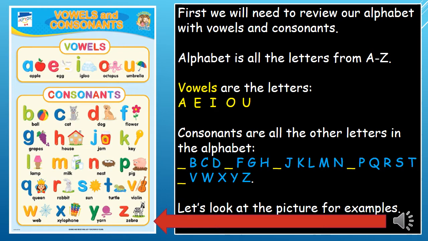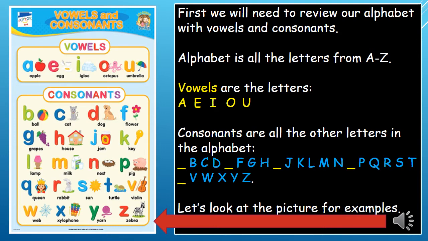Let's take a quick look at some of the examples in the picture. So for the vowels, we have A for apple, E for egg, I for igloo, O for octopus, and U for umbrella. The consonants, we have many different ones, from ball to house, to rabbit, to web, to zebra, to key, to flower, to lamp. Okay, nice and easy, boys and girls. You should know these letters very well by now.